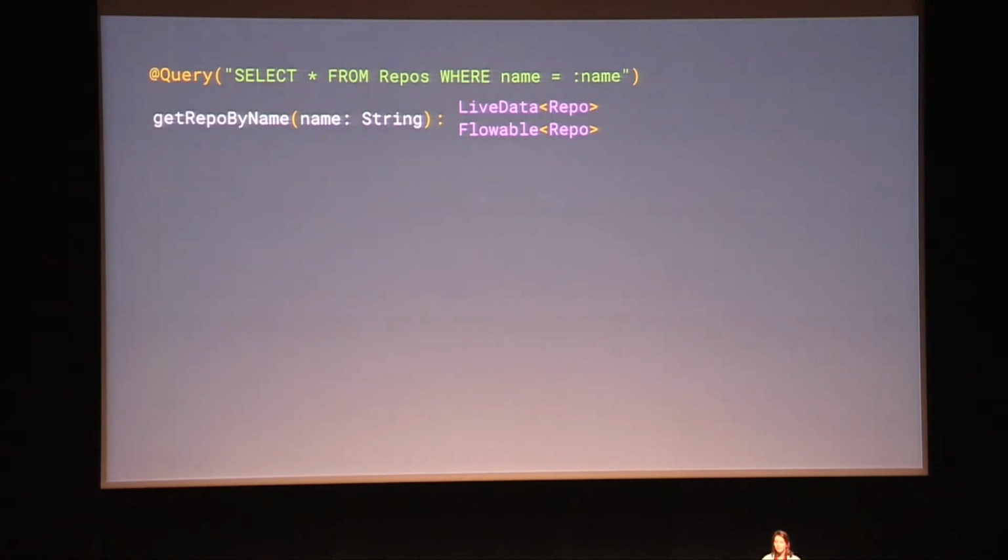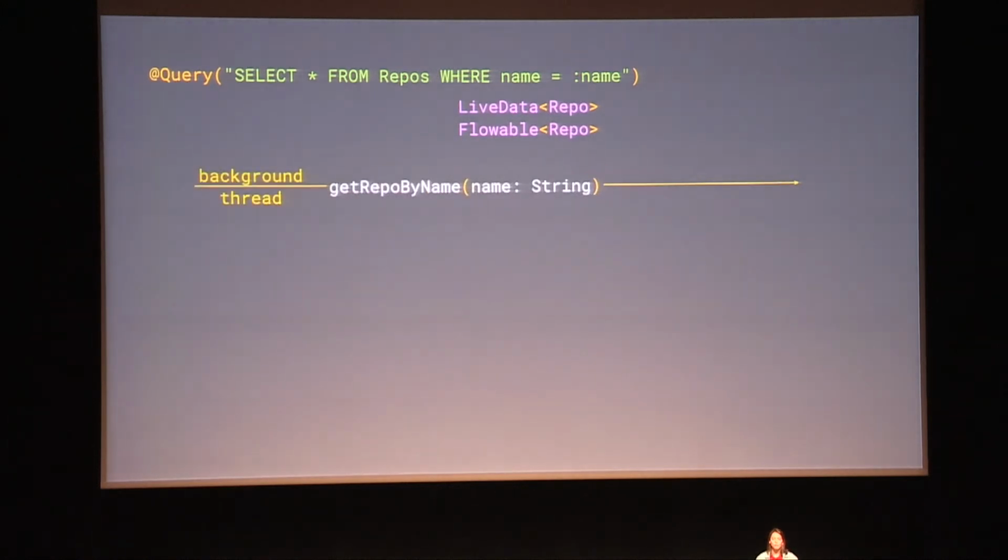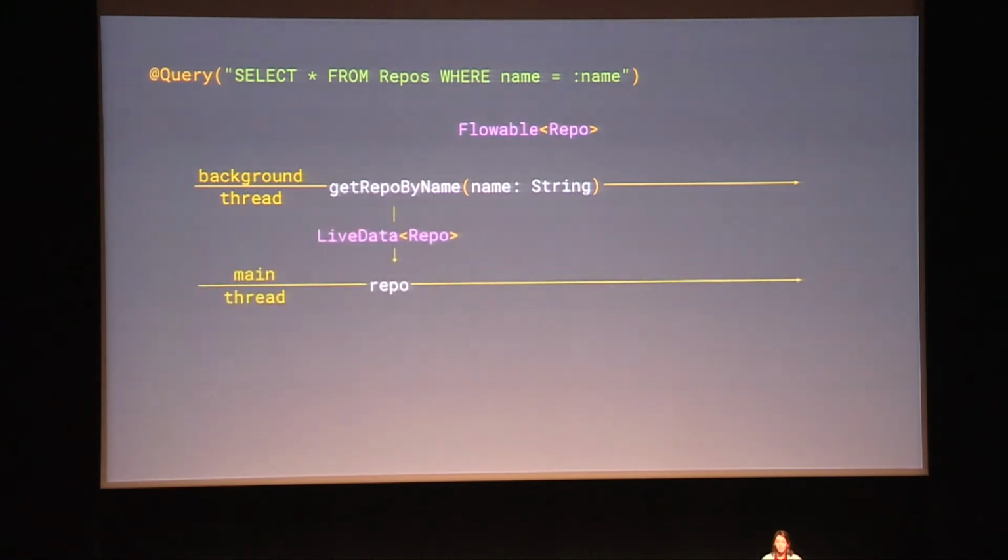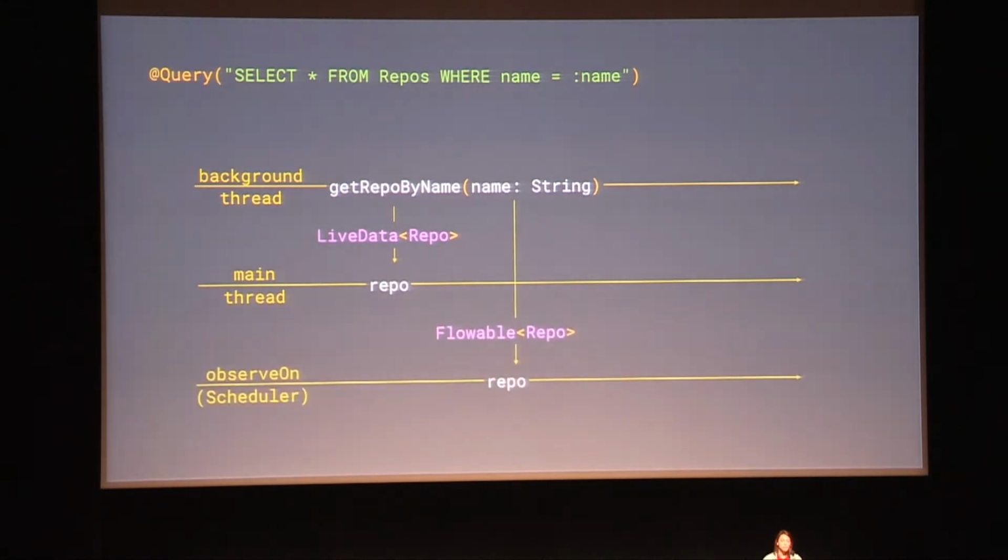OK, so another difference between, well, synchronous and asynchronous or observable queries is the threading model. So this means that both live data and flowable run on the background thread. So the query will be done on the background thread. But the difference comes in where the result is returned, because live data will automatically return the result on the main thread, whereas the flowable, well, it will return the result on whatever scheduler you're setting.